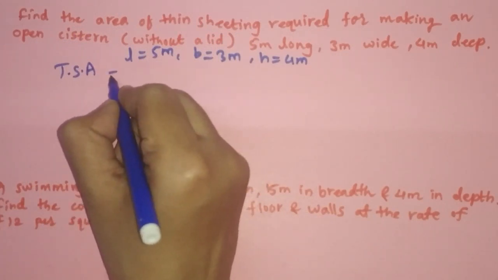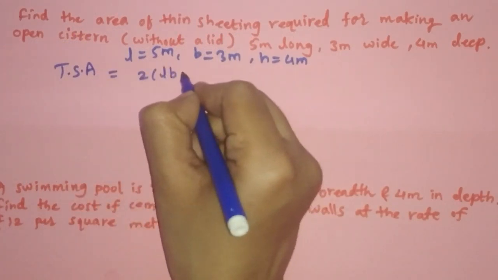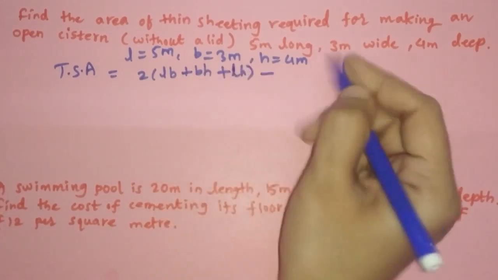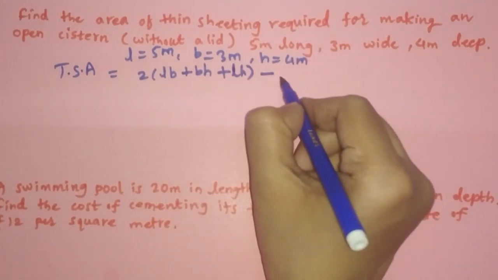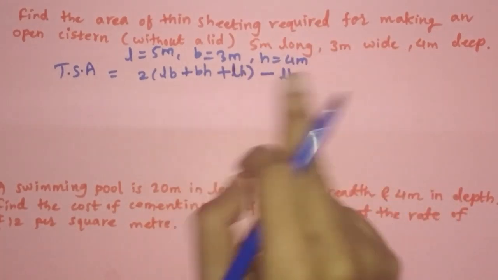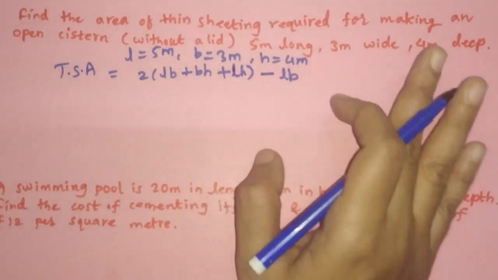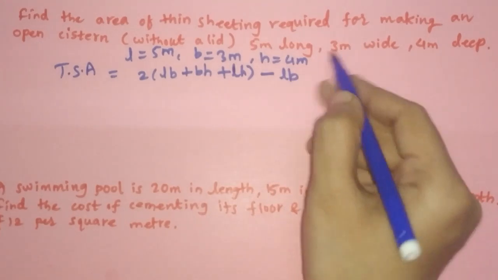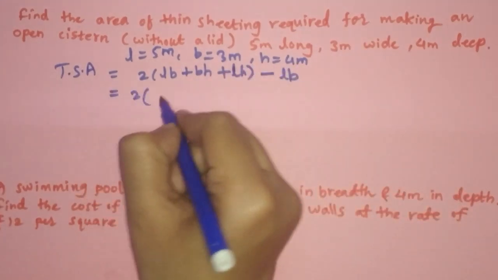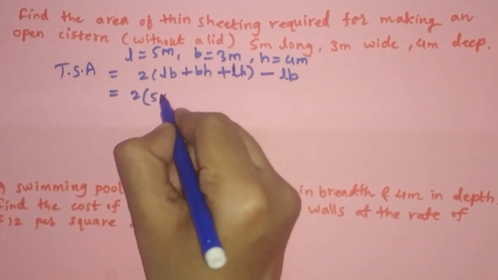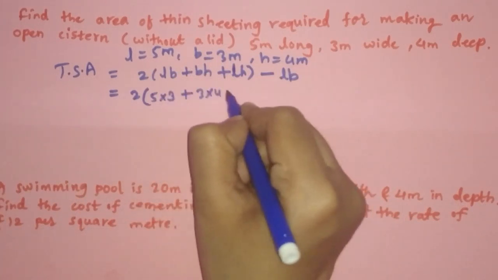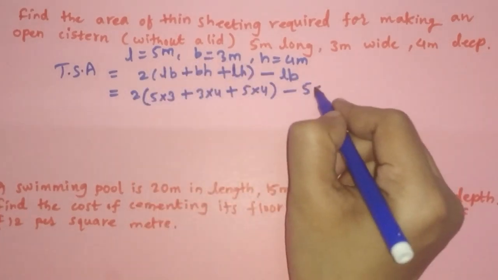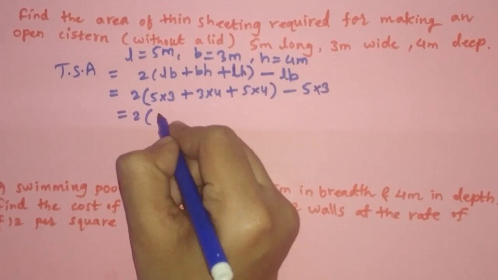Total surface area is going to be twice of LB plus BH plus LH, but I am going to subtract the top, which is length into breadth. I will not take the upper portion because this cistern is open, not having a lid on top. That's why I'll do minus LB. So now I will keep the values here: L is 5, B is 3, plus 3 multiplied by 4, plus 5 into 4, minus LB, which is length into breadth, that is 5 into 3.